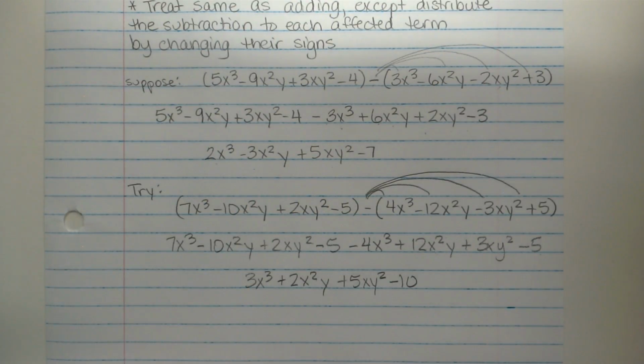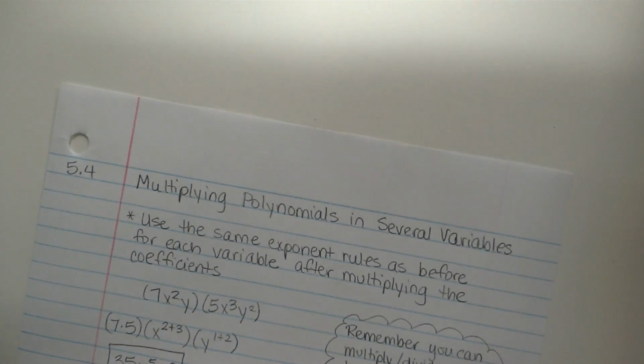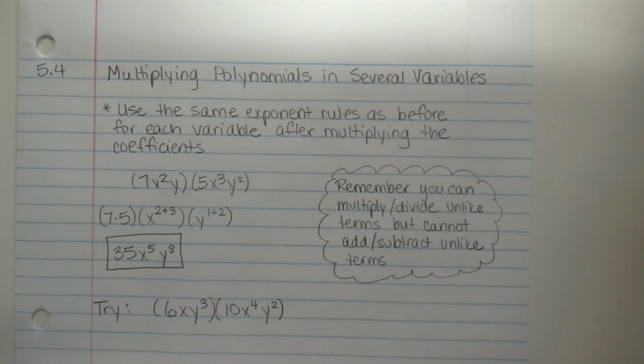Okay, let's talk about multiplying polynomials that have multiple variables. So you use the same kind of exponent rules that we learned before after multiplying the coefficients. Remember, you can always multiply or divide unlike terms, but when you're adding and subtracting, they have to be the exact same.